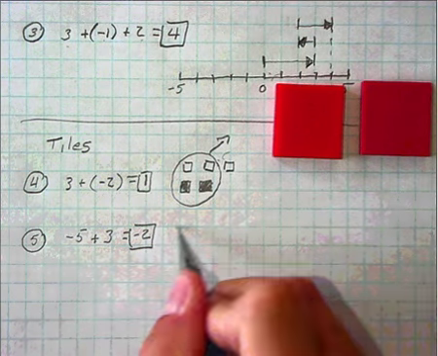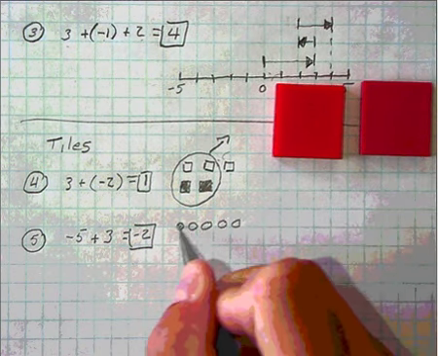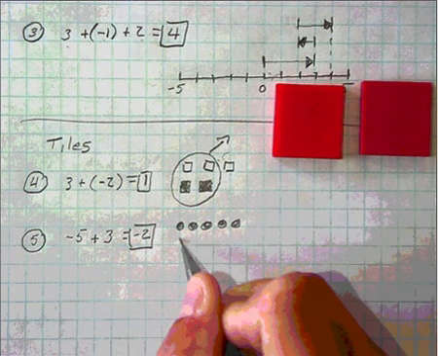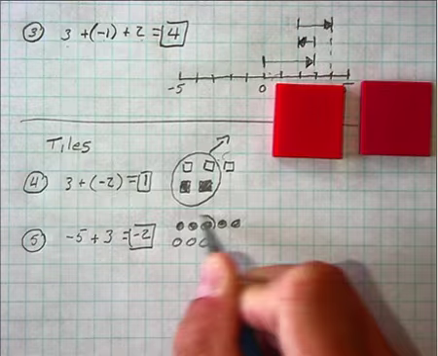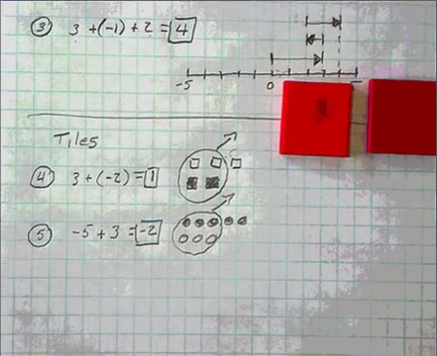And again, you could do like 3 or 5, 3, 4, 5 negative, 3 positive, together 0, leaves me with 2 negatives. However you want to do that.